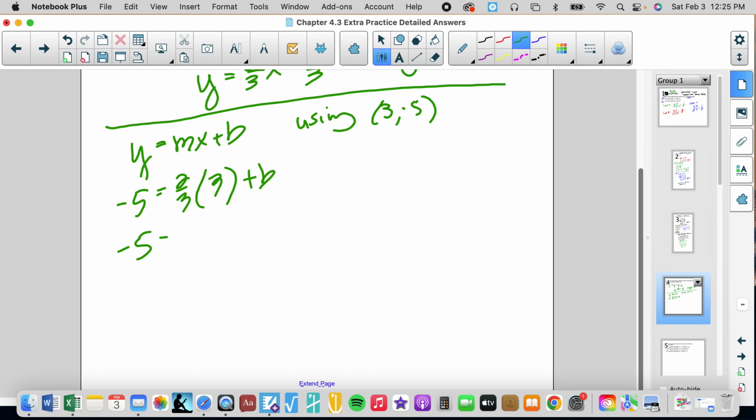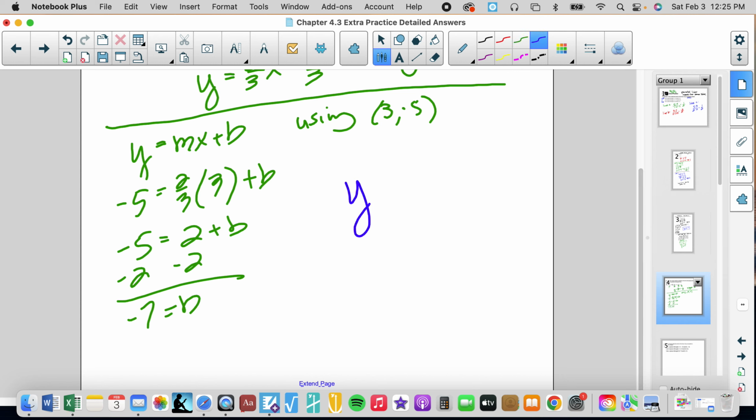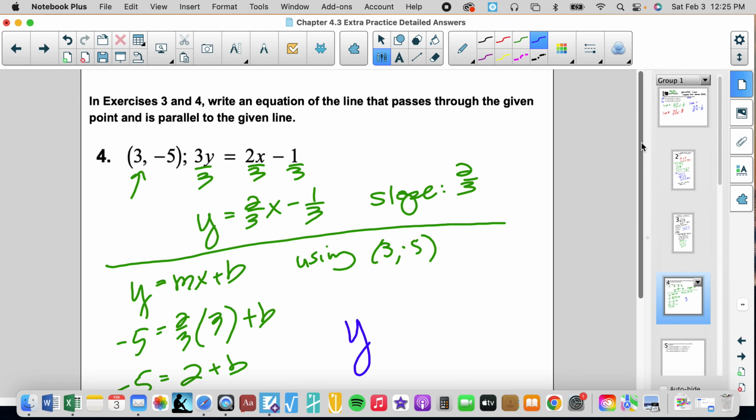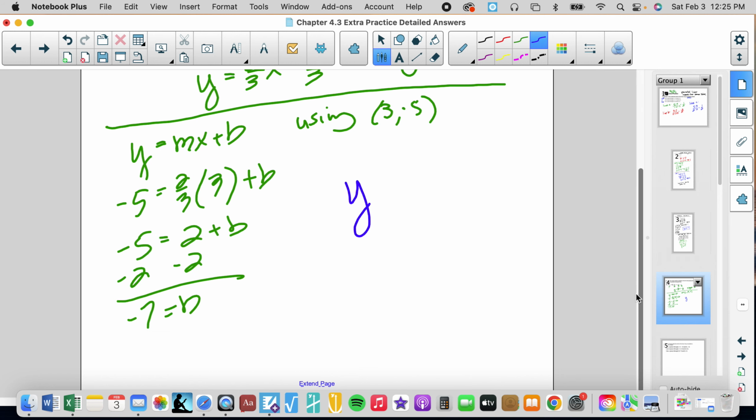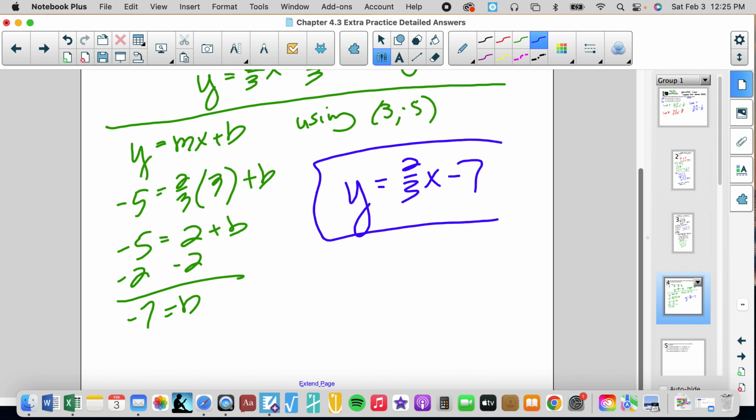So we get negative 5 equals 2 plus b, minus 2, minus 2. Negative 7 equals b. So my equation for the line that is parallel to y equals 2/3 x minus 1/3 going through the point (3, -5) would be y equals 2/3 x minus 7. And we could be done. You don't have to do extra work. That's more than acceptable.